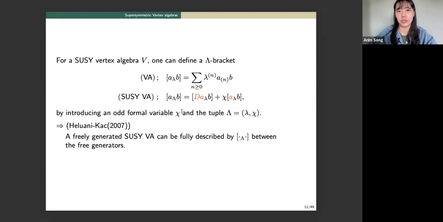So we introduce an odd formal variable chi, and we write lambda and chi as a tuple and write it as a large lambda. And the large lambda bracket is the sum of the lambda bracket between DA and B, and chi times the lambda bracket between A and B. Also in a supersymmetric vertex algebra, the structure can be fully described by the large lambda bracket if it's freely generated.